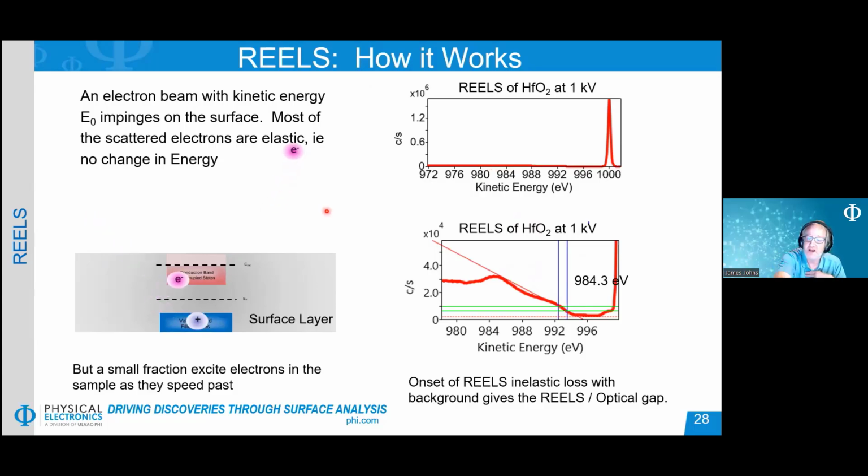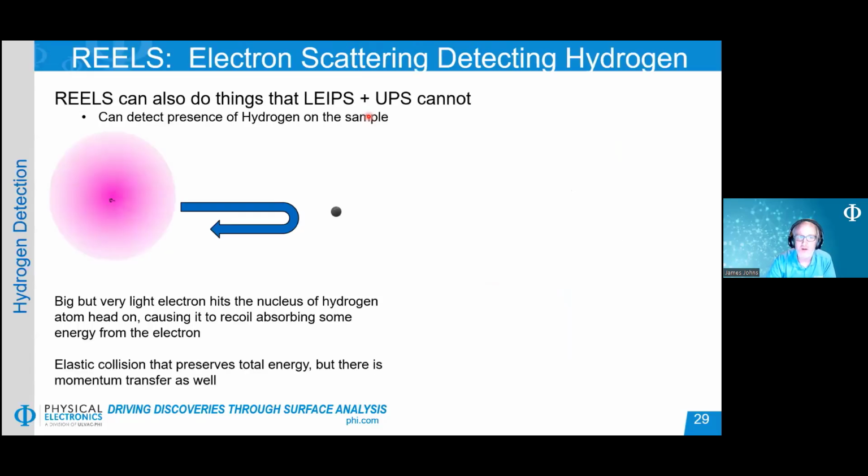This does not transfer an electron to the sample. It is formally neutral. And because of that, it is much easier to do REELS on insulating surfaces. We don't need to measure the current transmitted through the sample. And then finally, REELS can do one additional thing that LIPES and UPS cannot do, which is REELS can detect the presence of hydrogen.